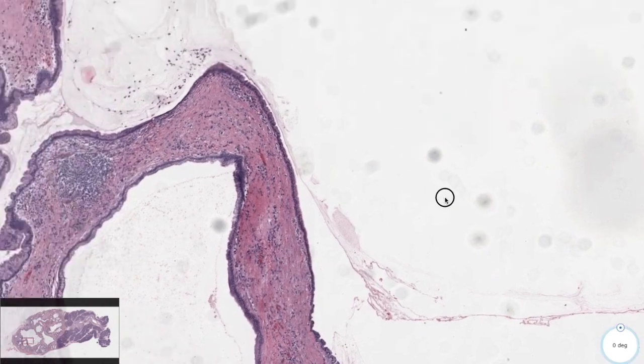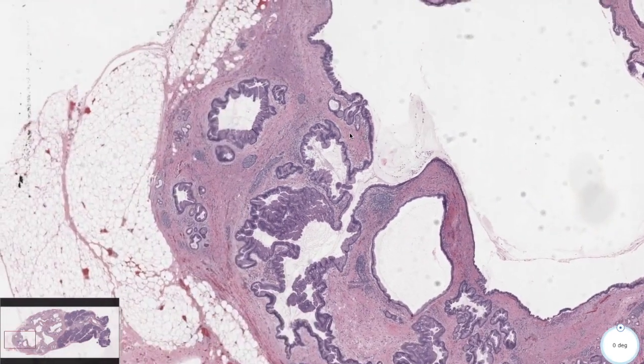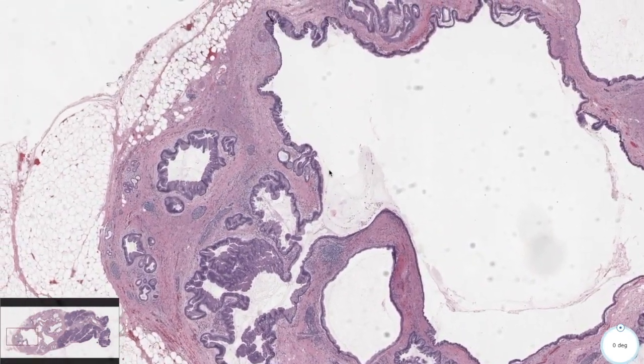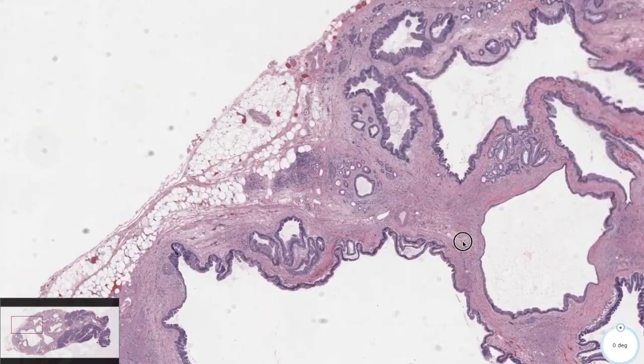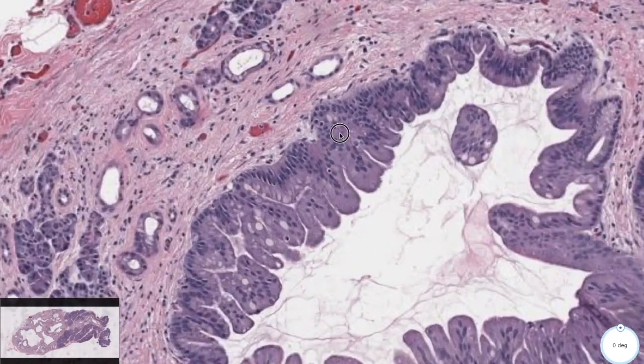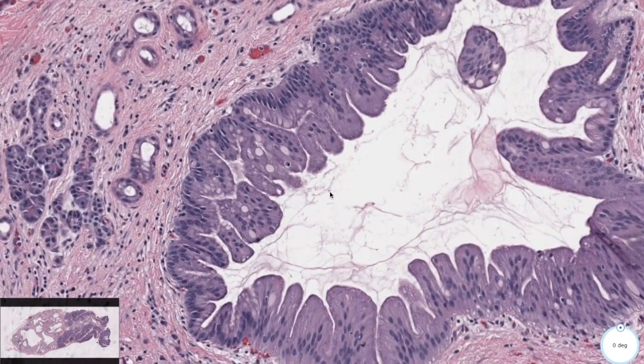And then when you look at these, you want to look at several things. You want to be able to categorize it. So what kind of epithelium it has is what type of category it gets. In this case, the epithelium looks like small intestines. This would likely be the intestinal type.